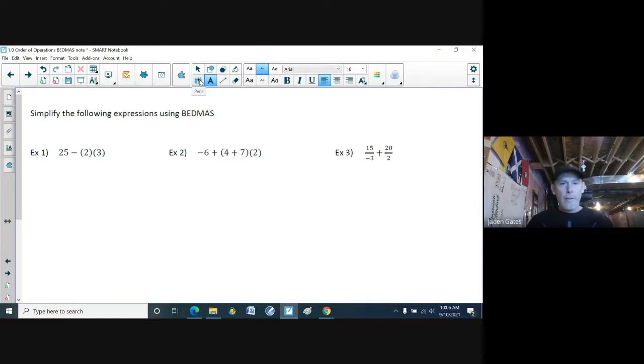All right, now the first thing here is I got 25 minus 2 times 3. Now in this case, I look for brackets first, and I do have brackets. The 2 and the 3 are in brackets, but here's the thing, there's nothing going on in there. So really I have brackets, but I'm not doing anything.